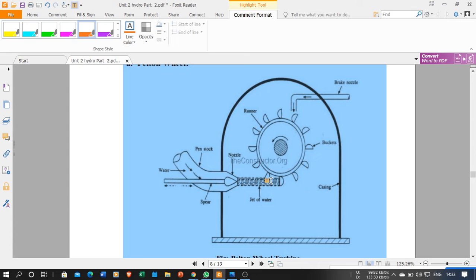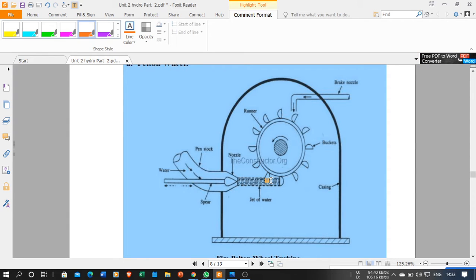The buckets may be casted or fixed with the help of nuts and bolts. For lower capacities we make them by direct casting, and for higher capacities we fix them with nuts and bolts. Nut and bolt is preferred because you can replace the buckets as and when required if some bucket is going to be damaged, and if it is a casting then it is quite difficult to replace it once it is damaged.